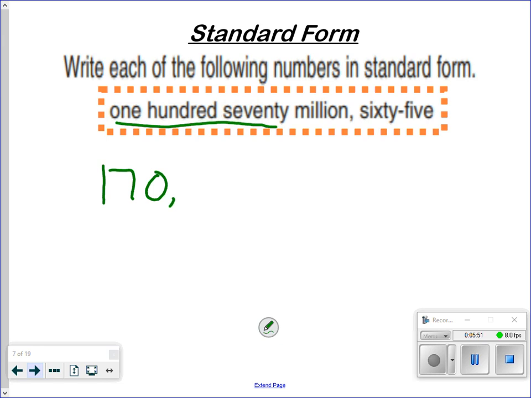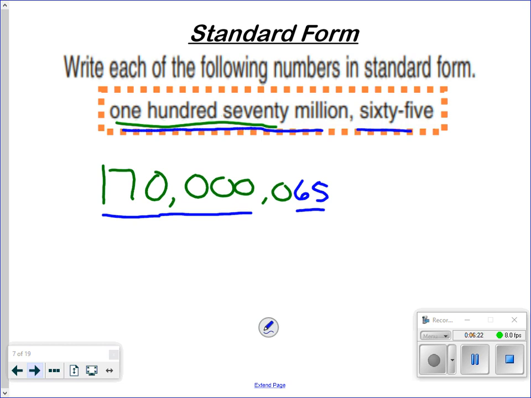65. So if we're in the millions, we have to make sure that we have, because this right here would just be 170,000. So we have to make this million like this. But then we have to put a 65 in there. Where does the 65 go? It's not 65,000, it's just 65. So that means right here, we'll put a 65. Let's read that now. 170 million 65. We got it.